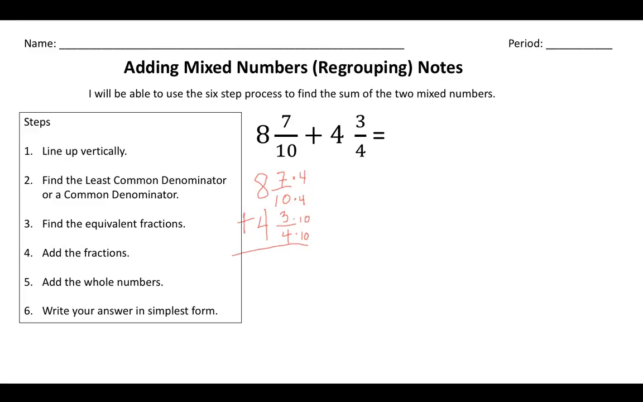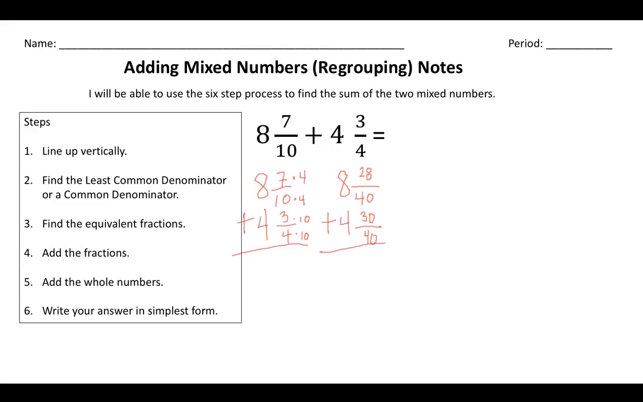To the right, we will rewrite our mixed numbers. So that gives us 8, and 7 times 4 is 28 over 40, plus 4 and 3 times 10 is 30 over 4 times 10, which is 40. And we have our common denominators of 40.